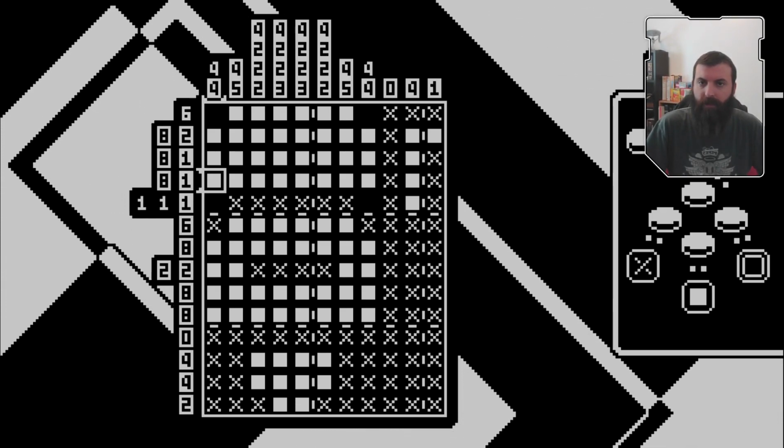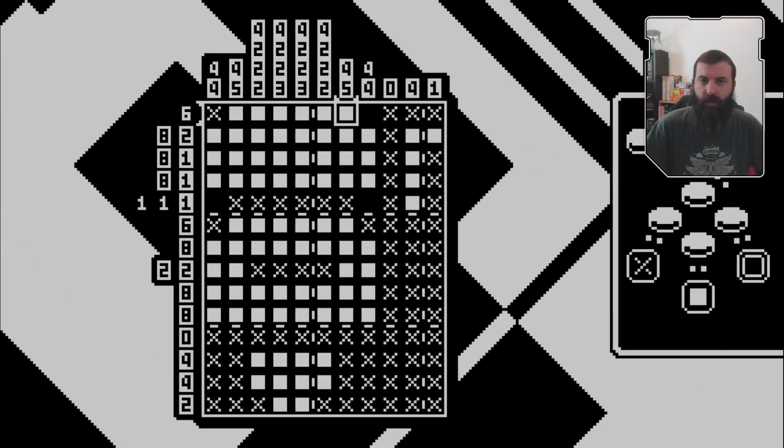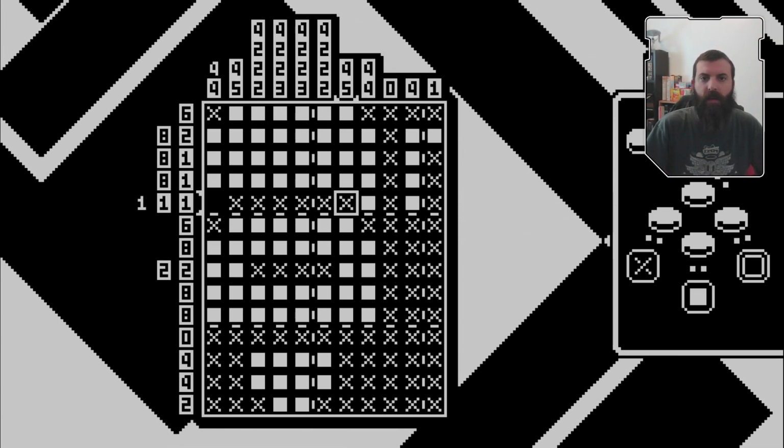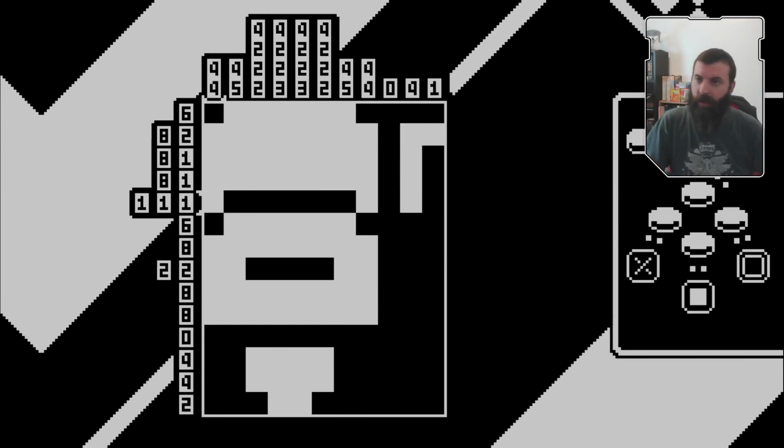A vertical 4, which would at least have to cover these. This is already 6 wide, so we can put that in. Means that this has to be filled in, and this has to be filled in. There we go.